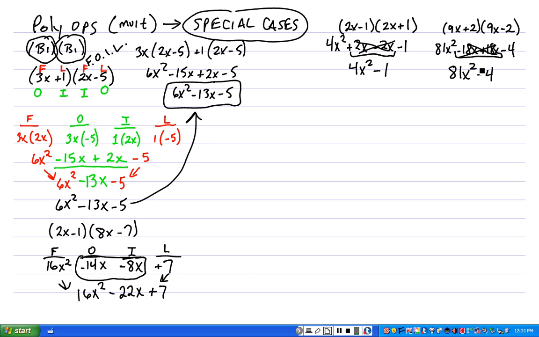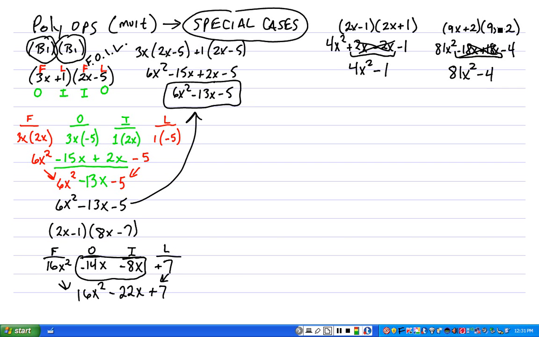Okay. Now, basically what they're wanting you to understand here is when you're multiplying two binomials that are the exact same binomial except for the sign in the middle. Notice this sign is a minus sign and this sign is a plus sign. The two binomials look identical except the sign in the middle is the opposite.